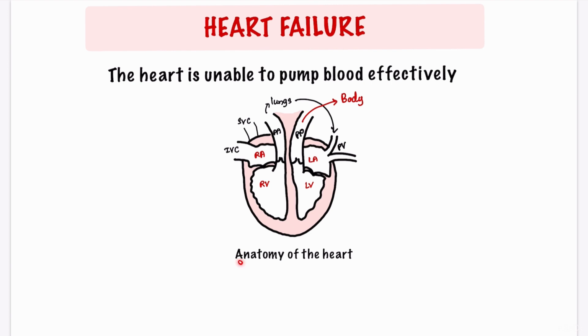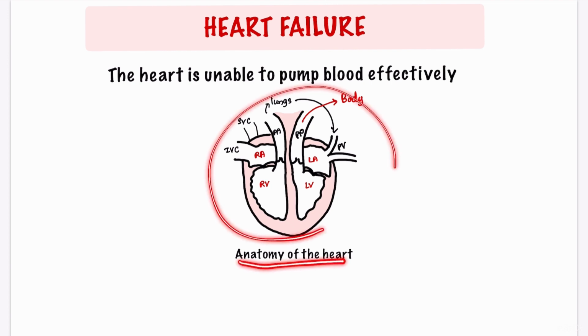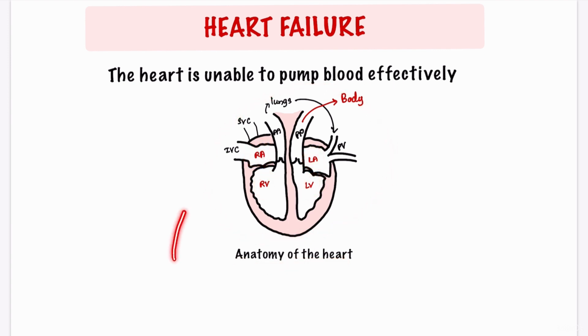Let's quickly review the anatomy of the heart. Your heart has four chambers called the right atrium, right ventricle, left atrium, and left ventricle. The oxygen-poor blood from your whole body returns to the heart through the big veins called the inferior vena cava and superior vena cava, and they empty into the right atrium. And when the tricuspid valve is open, the blood moves into the right ventricle, and the right ventricle, when it becomes full, contracts and pumps blood to the lungs through the pulmonary artery.